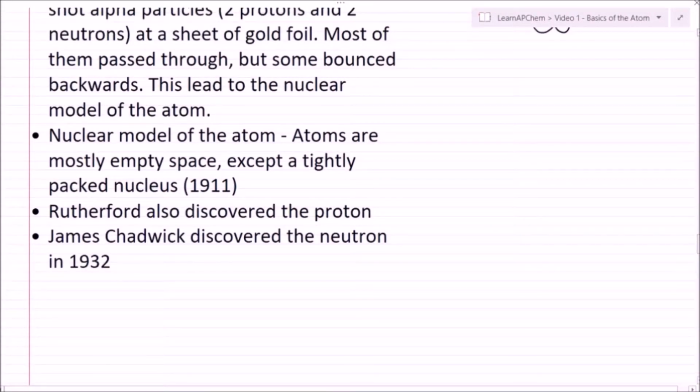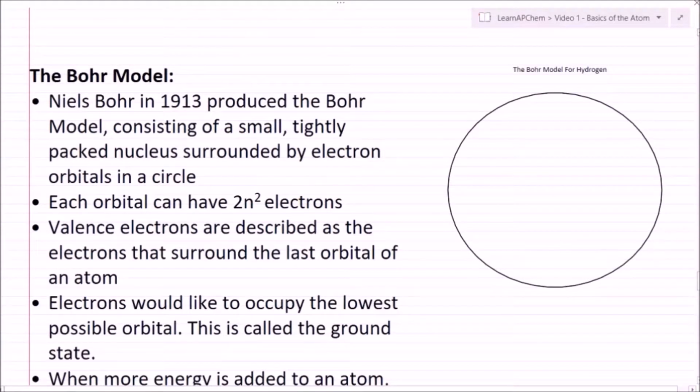Rutherford also discovered the proton, and then in 1932, James Chadwick discovered the neutron. Alright, so let's talk about the Bohr model now. Niels Bohr in 1913 produced the Bohr model, consisting of a small, tightly packed nucleus surrounded by electron orbitals in a circle. So how would we draw the Bohr model?